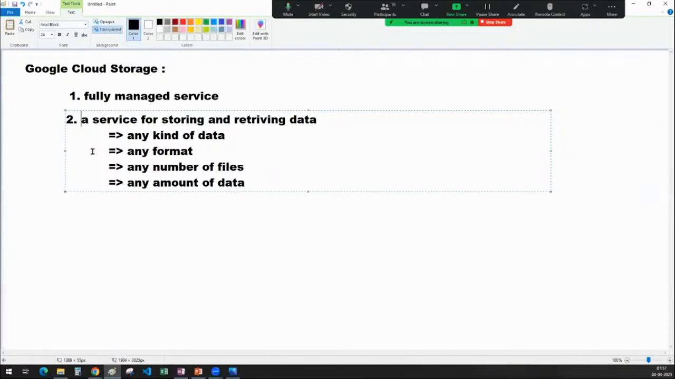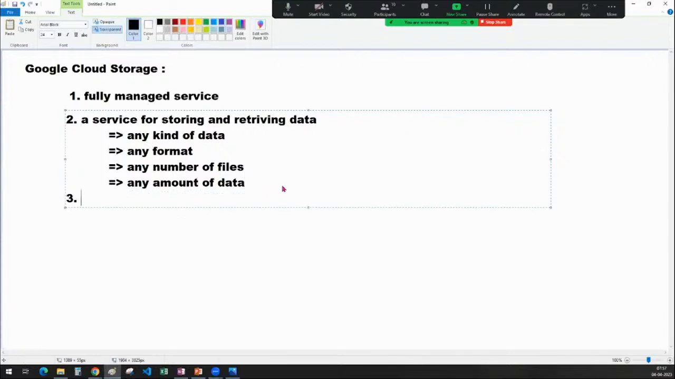What is the purpose of Google Cloud Storage? If you ask me, it is a storing and retrieving tool. You can store any amount of data, any number of files, and if you want the data to be retrieved at some point of time, you can also retrieve this data. Okay. So this is what it is. And one more thing.